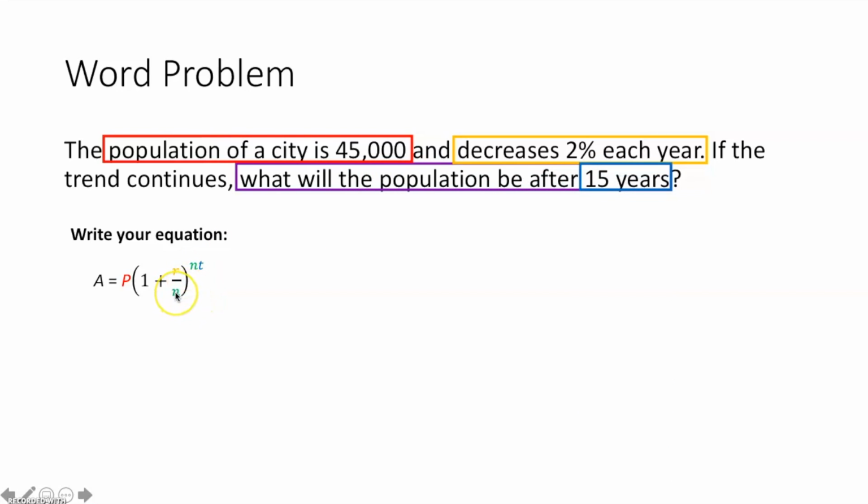Now the only thing we don't know is our N. Because it doesn't give you a certain number of intervals within the given year, it's just going to be 1. So you're just going to plug in a 1 for N because you're just doing it once a year. It decreases 2% each year, not biannually or quarterly. Now, the only problem here is that it decreases 2%. It doesn't increase. So we have to change this plus to a minus. Now we can plug in everything. So we plug in our 45,000 for our P, our 0.02 for our R, our 1 for N, and 15 for our T. Sweet. Now we simplify.